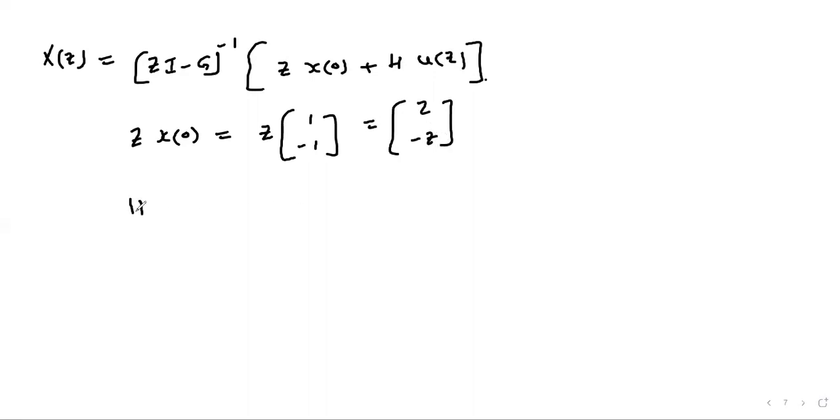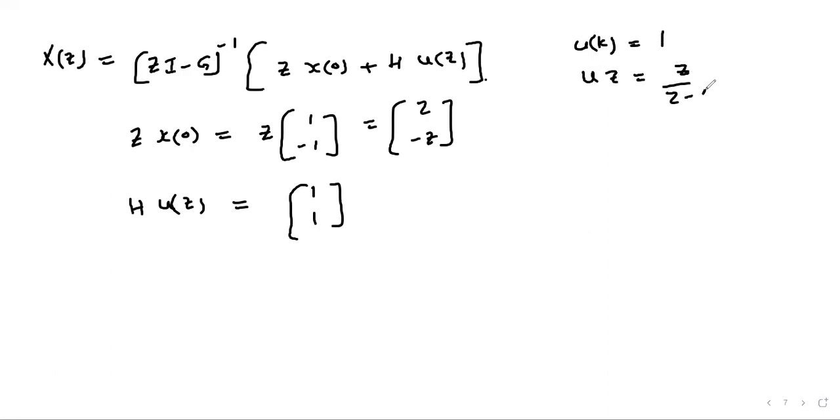Next, we need to get H multiplied by U of Z. Our matrix H is given as 1, 1. For U of Z, we are given that U of K is equal to 1. That means U of Z is the same as Z over Z minus 1. Therefore, we multiply this by Z over Z minus 1 to obtain Z over Z minus 1 and then Z over Z minus 1 as a matrix.